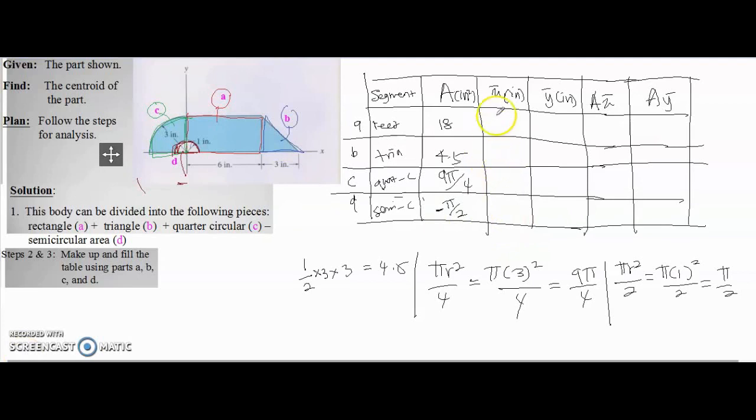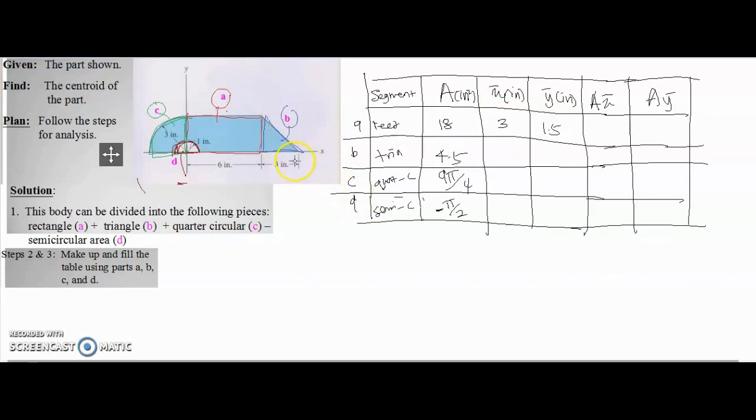Next we are going to fill up the columns for x bar and y bar. This is the location of the centroid for each segment. Let's do the first one, the rectangle. What is the location for x bar and y bar? For A, the rectangle, the centroid must be at the center of the shape. The x bar is half of the dimension, so half of the 6 here. 6 over 2 is equal to 3. And for the height here, this one is 3, so half of it is 3 over 2, which is 1.5. So your x bar for the rectangle is 3, and the y bar is 1.5.